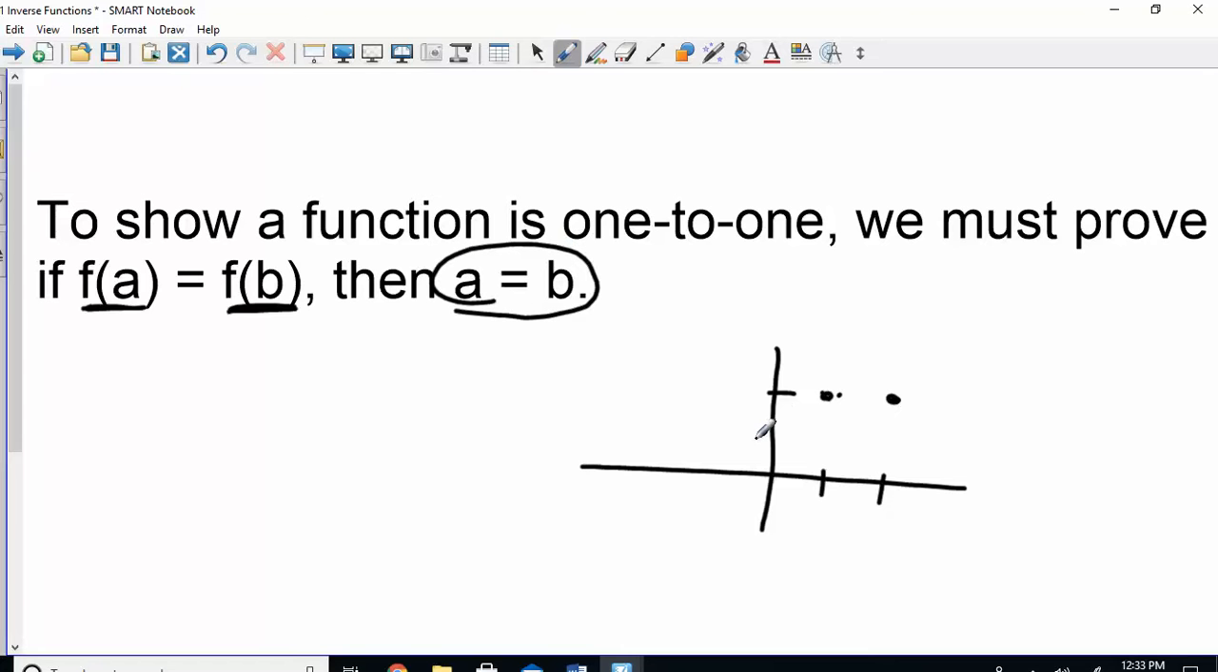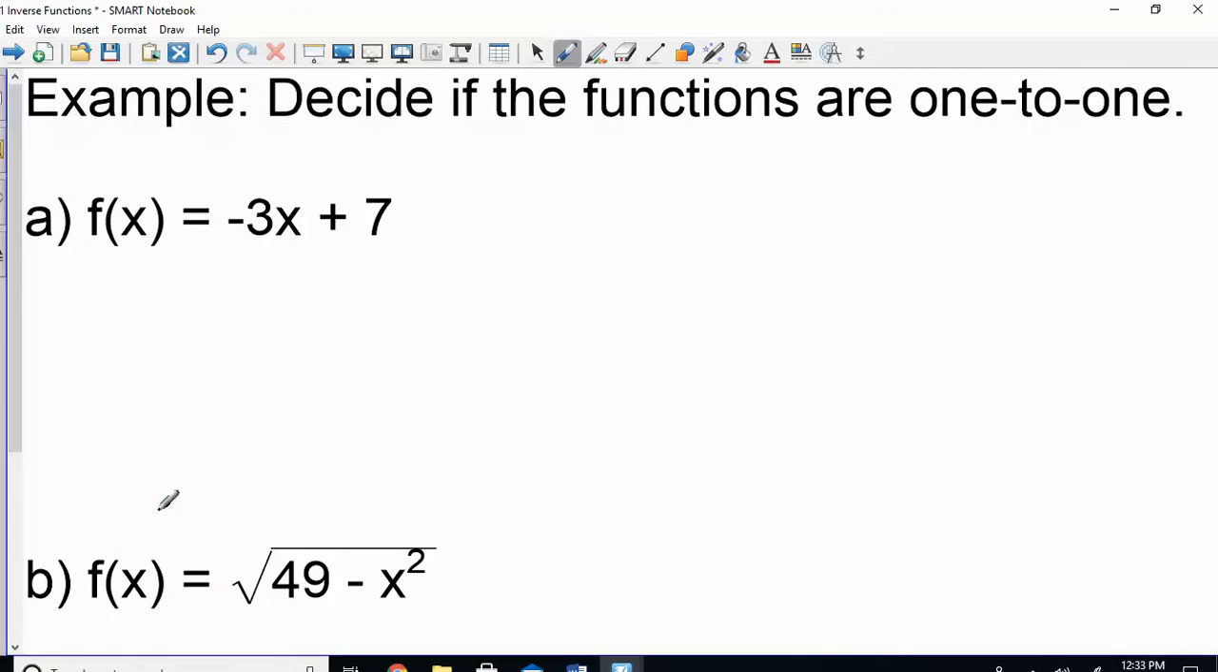In other words, the only way you could have gotten the same y twice is if you plugged in the same x to begin with. But if we solve that and we get anything else, like A equals B plus 1, or A equals plus or minus B, then it is not one-to-one. We're going to show this on a couple of examples, and then I'm going to give you another alternative if you don't like the algebraic way.